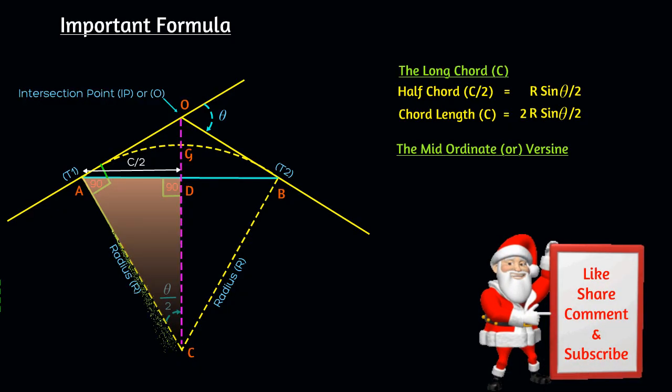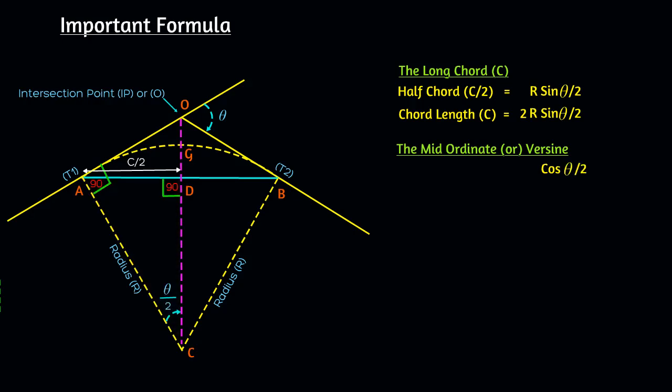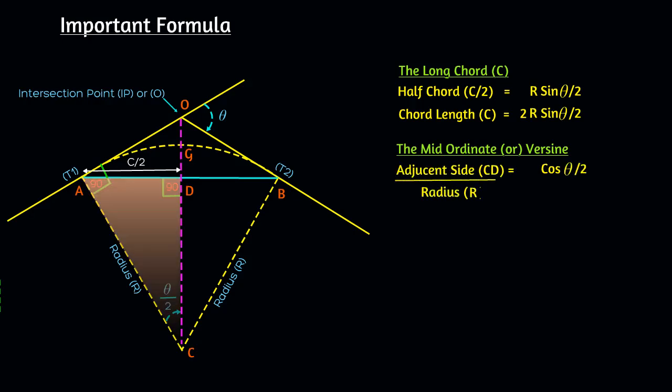Midordinate or versine, M. By using the same right-angled triangle, cos theta divided by 2 is equal to the adjacent side divided by the hypotenuse. Formula: midordinate, M, equals radius minus radius multiplied by cos theta divided by 2.